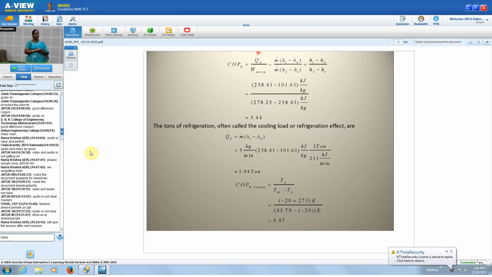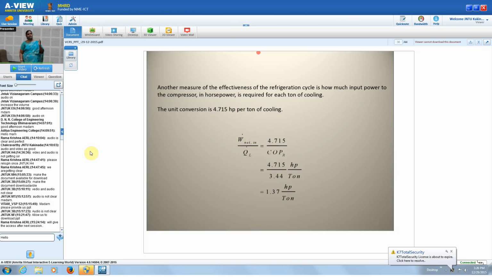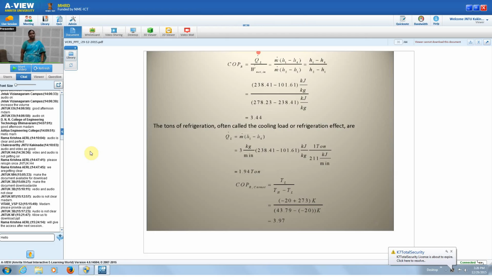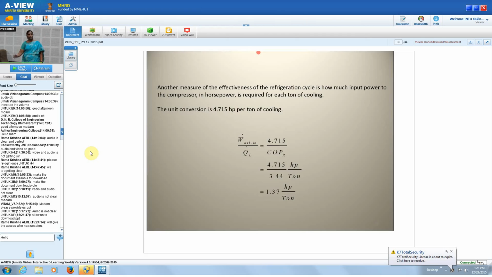So again you can find out the COP of the reversed Carnot cycle. That is the lower temperature divided by the maximum temperature in the condenser minus the evaporator temperature. The condenser temperature is already given, 43.79. With that you can find out the COP of the reversed Carnot cycle. That is 3.97. That should always be greater than the COP of the vapor compression cycle, which is here 3.44. Okay. Then take another problem.